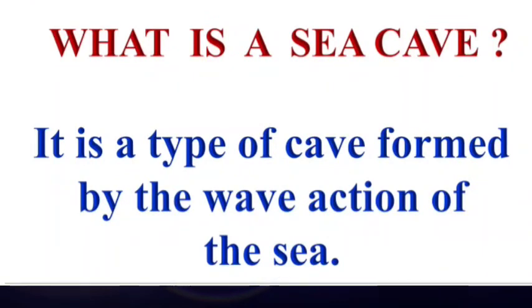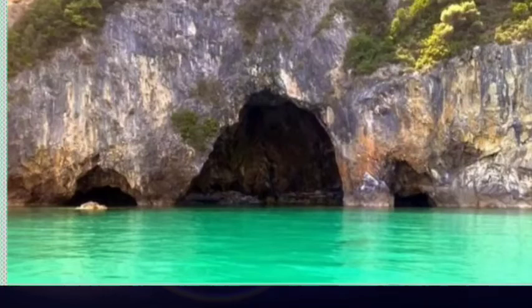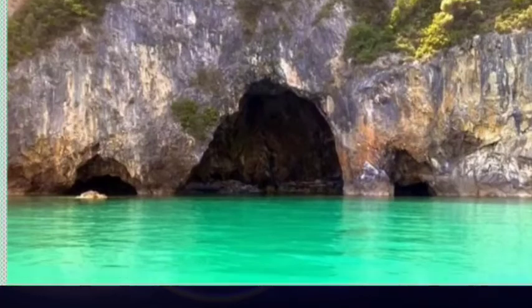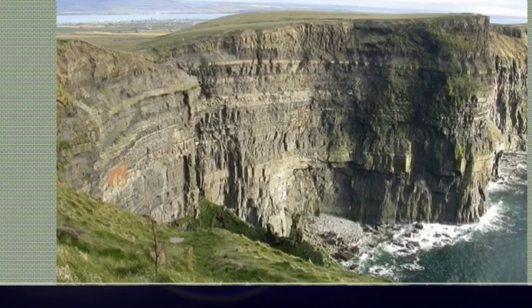What is a sea cave? It is a type of cave formed by the wave action of the sea. Another important one, the sea cliff, is also there. This is a sea cave. Wonderful, beautiful image. Sea cave. What is a sea cliff? A cliff is a huge mass of rock standing almost vertically along the ocean. Cliff.